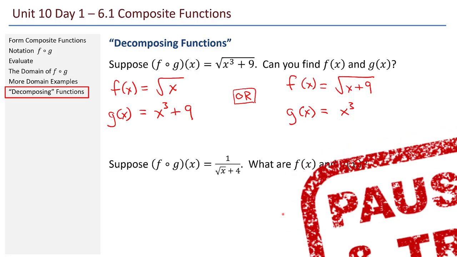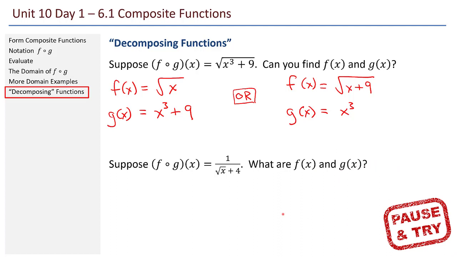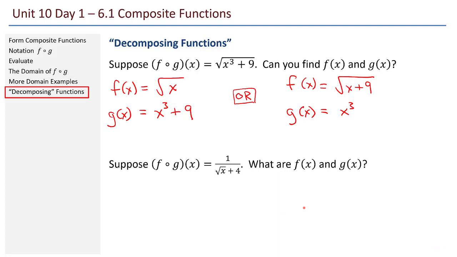Here's one for you to try. Pause the video and then start again when you are ready to check your work. All right, let's take a look. So for an outside function, we might say overall this has the shape of 1 over something. So simply 1 over x. And then inside of that, what is actually taking the place of the x? That would be the square root of x plus 4.